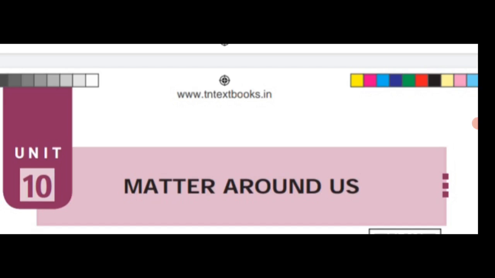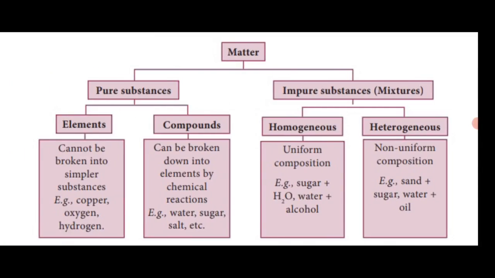What is matter? Anything that has mass and occupies space is called matter. The matter can be classified into two types. One is pure substance, another one is impure substance. The pure substance is further classified into two types: one is elements, another one is compounds.